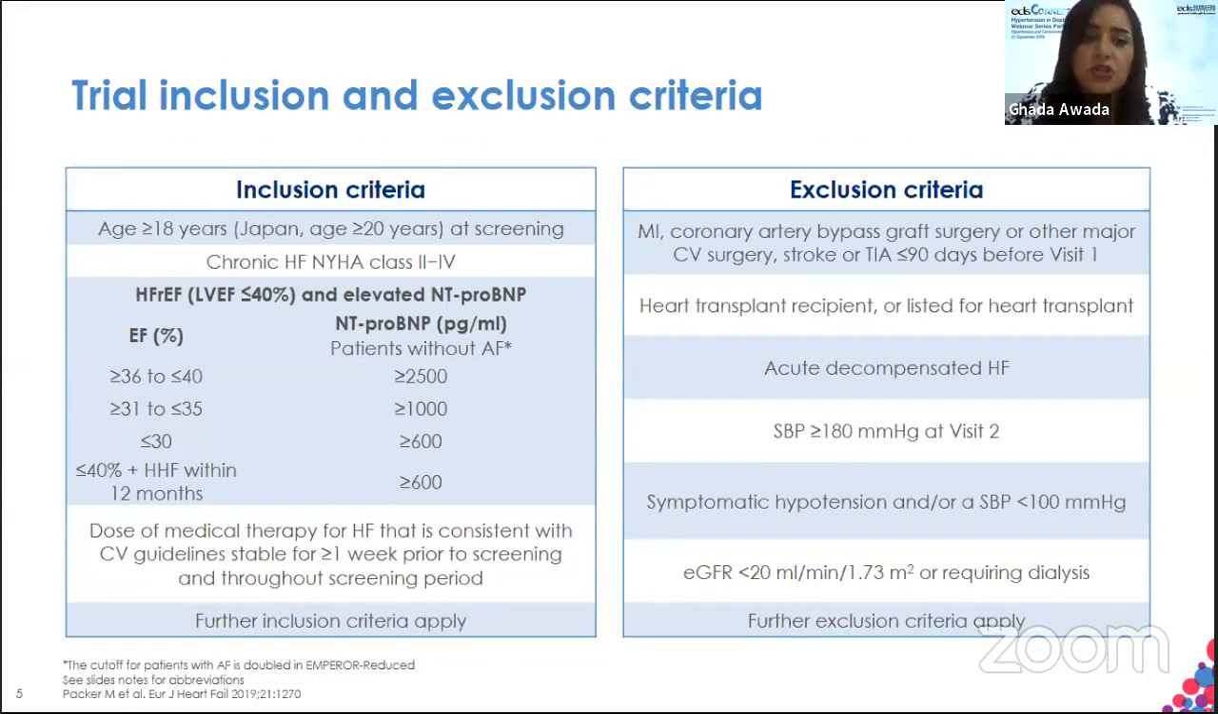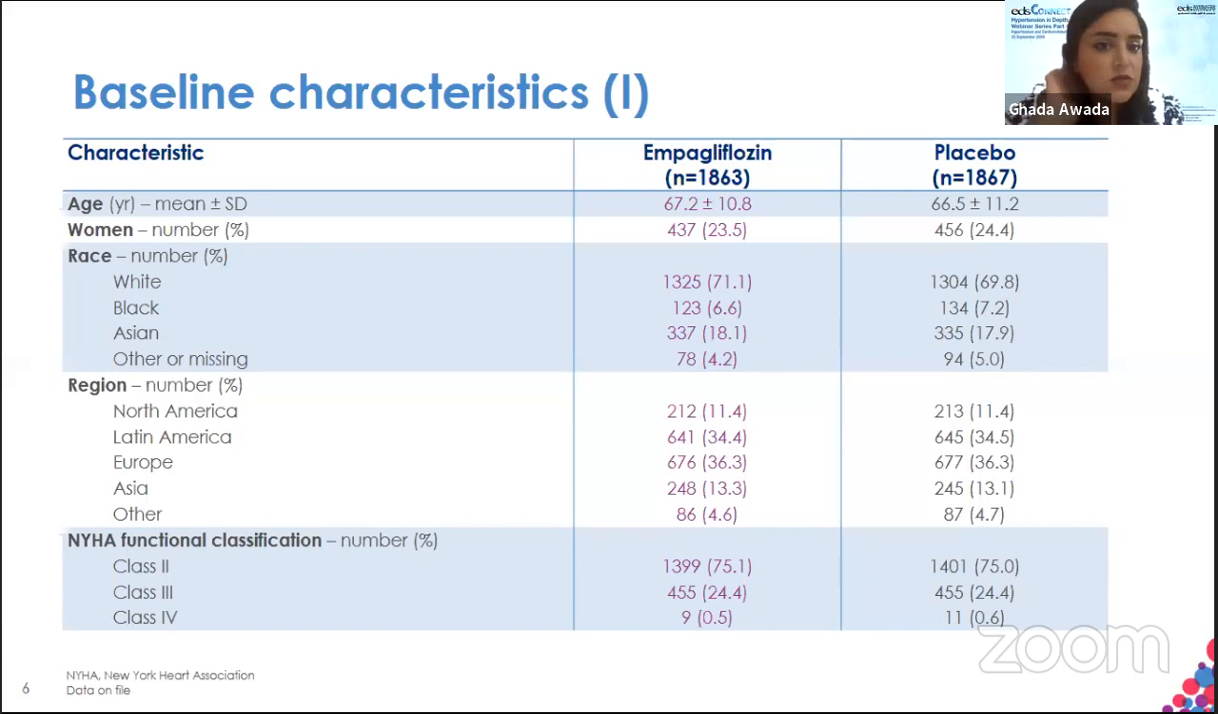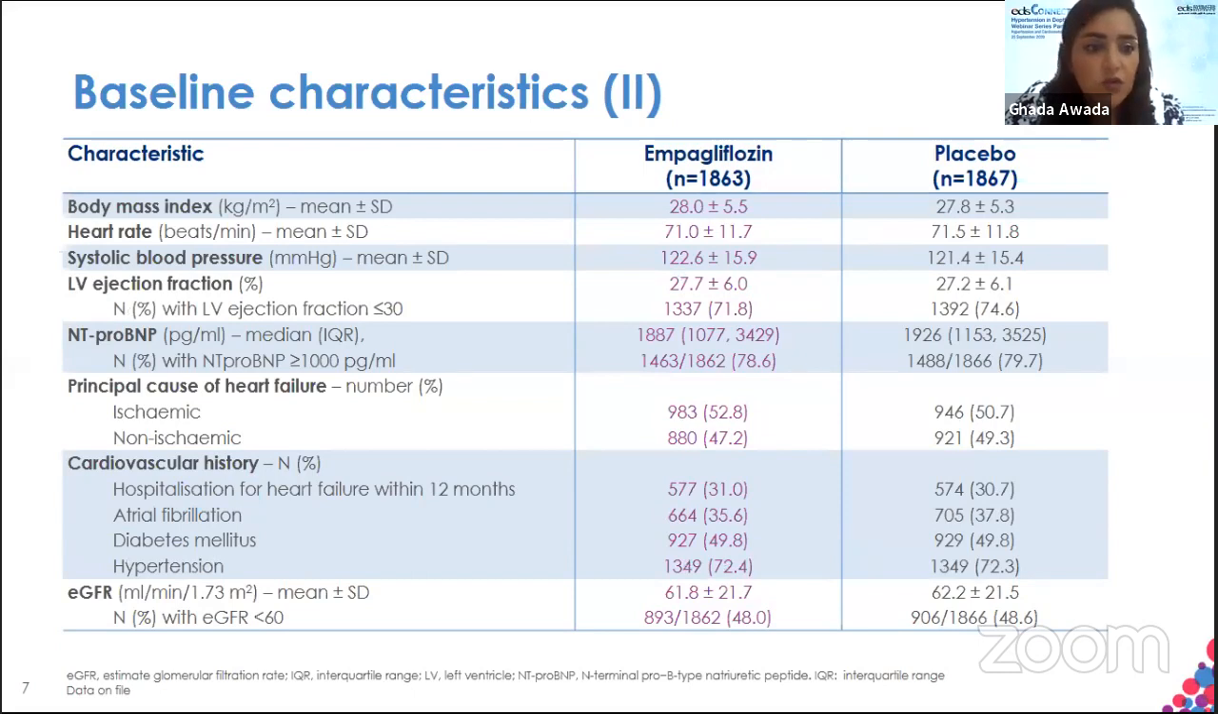The trial inclusion was patients with reduced ejection fraction based on ejection fraction and NT-proBNP, 18 years and above, with New York Heart Association class 2 to 4. Exclusion criteria were the regular ones: heart transplant, acute decompensated heart failure, or high blood pressure, and an eGFR of less than 20 milliliters per minute. Baseline characteristics, not to go into too much detail: the age was around 67, balanced across race and region, and the majority of patients were heart failure class 2 and 3, with 0.5% of class 4. Their heart rate and blood pressure were stable, and the average NT-proBNP was 1,887 for the EMPA arm, compared to 1,926 for the placebo arm.